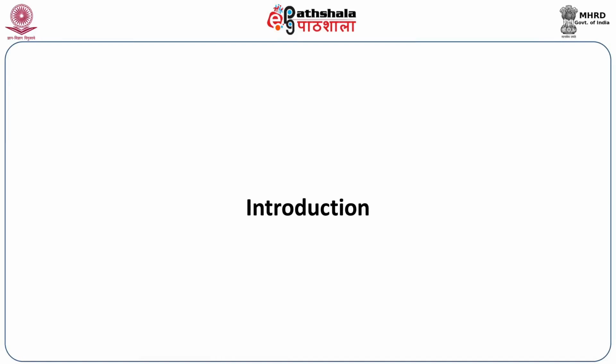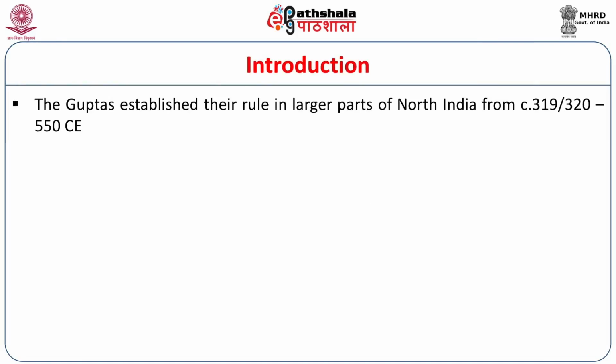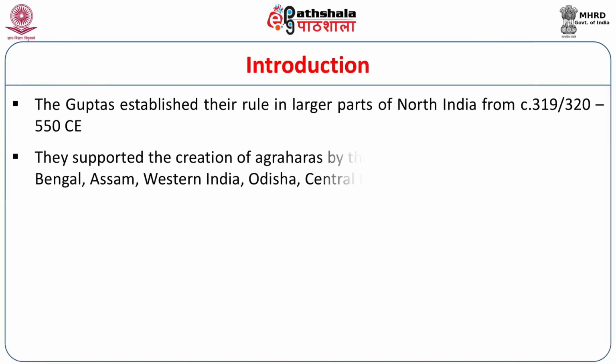Now, the introduction. The Guptas established their rule in larger parts of North India from circa 319-320 to 550 CE. They supported the creation of agraharas by their subordinates in many areas like Bengal, Assam, Western India, Odisha, Central India, etc. Now, what are the agraharas? The agraharas were actually tax-free villages granted to the Brahmanas or religious institutions by the rulers and the subordinates.